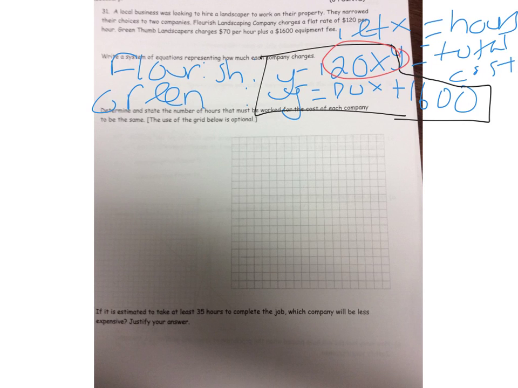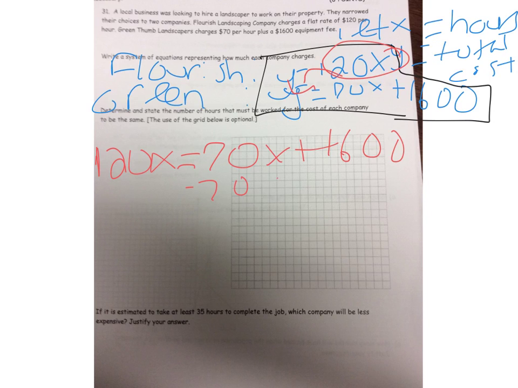You know that y equals 120x, so substitute it in. 120x is equal, that's when they're the same, to 70x plus 1,600. And solve. Subtract 70x from both sides. 40x equals 1,600. Divide by 40. And x equals 40 hours.